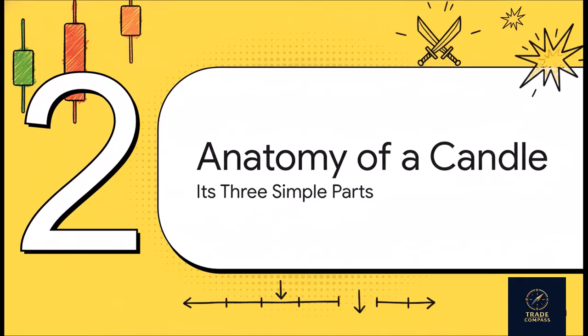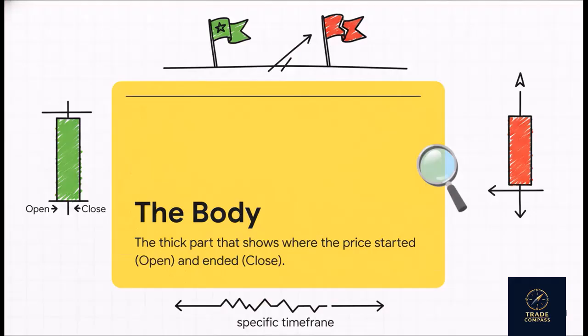So how exactly is this battle drawn out for us to see? Well, let's break down one of these candles. We're going to dissect it. You'll see that each candle is made up of just three simple parts, and those parts tell us exactly what went down in that round of the fight. First up, we've got the body. That's the thick, colored part, and honestly, it's the most important piece of the puzzle.